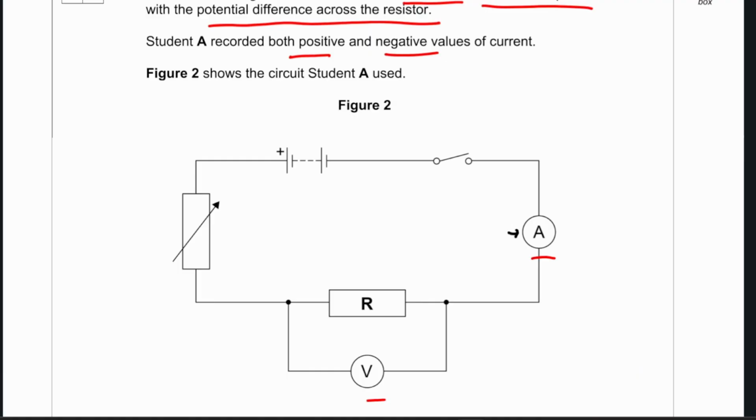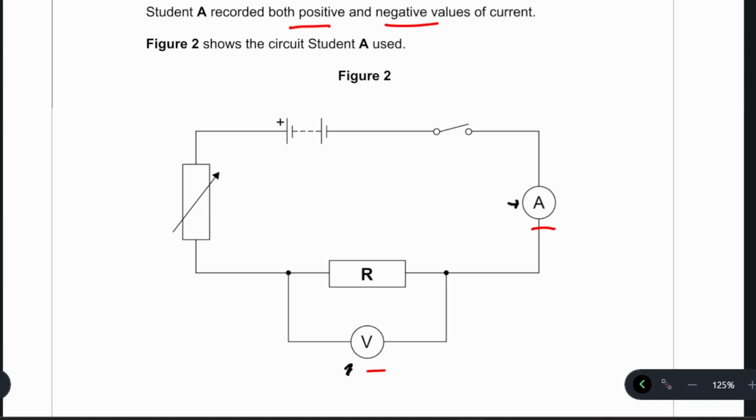Then you want to measure the potential difference across R using the voltmeter. So that's the first thing you do. You switch on your circuit, you take a reading for the current, take a reading for the voltmeter. Then how are we going to vary the resistance? Well, we vary the resistance of the whole circuit using the variable resistor. So we want to say we vary the resistance using the variable resistor, and we then can record a range of values of current and potential difference.